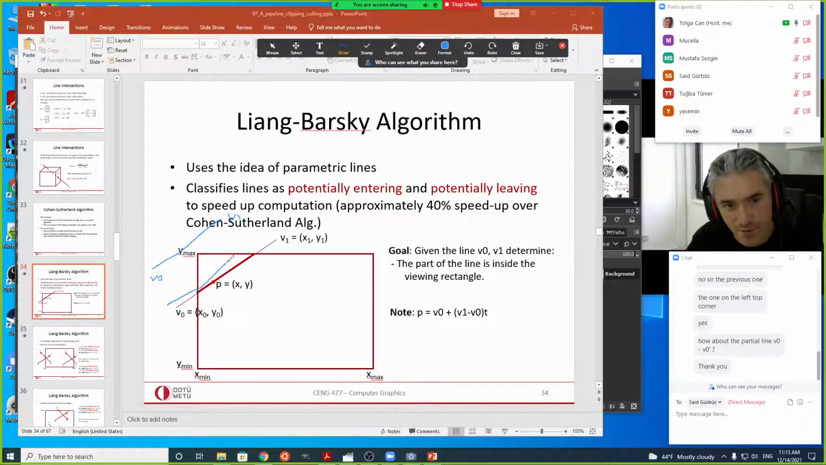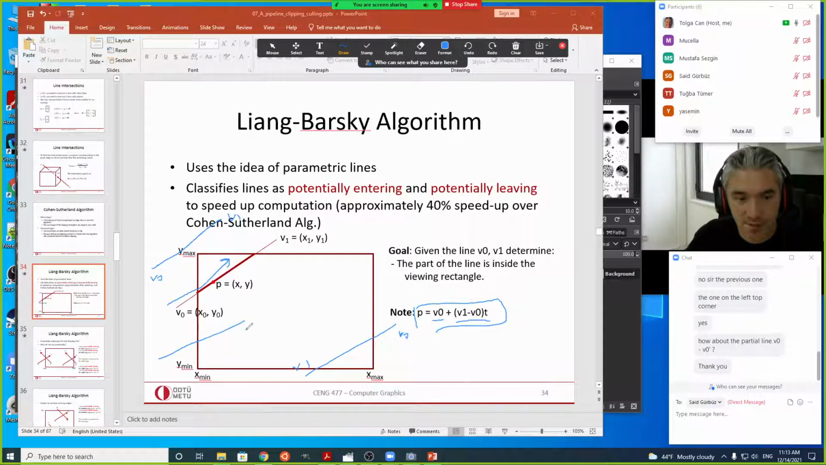So when we are going from v0 to v1 here, because we have direction to our lines, in the Liang-Barsky algorithm we model our lines as parametric line equations, which will have some starting point v0 and some direction. So this is our line equation: v0 plus (v1 minus v0) t. We have some direction from v0 to v1, and it could be like this: v0 could be here, v1 could be here.